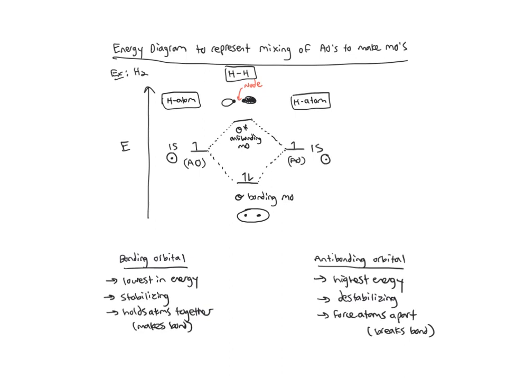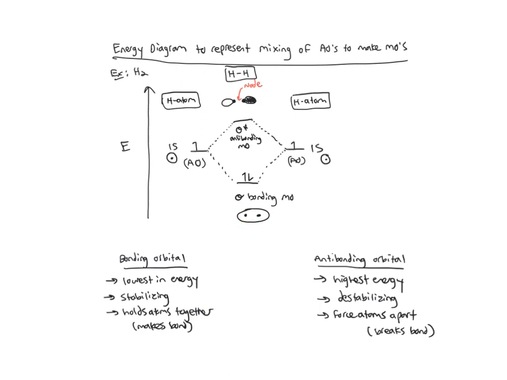That's another reason why we don't have helium and helium as a bond, because that has two more electrons than hydrogen does. Each helium atom would start with two electrons, so we'd end up filling up to the antibonding molecular orbital, which would force the atoms apart. And so that's why we don't have He2 as we do have H2. So the antibonding orbital is important for breaking bonds, and the bonding molecular orbital is important for making bonds.